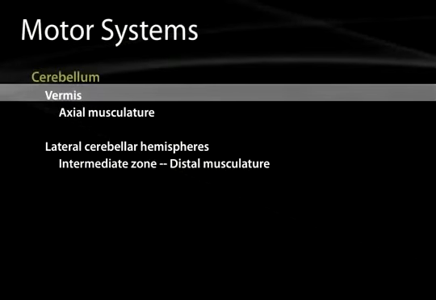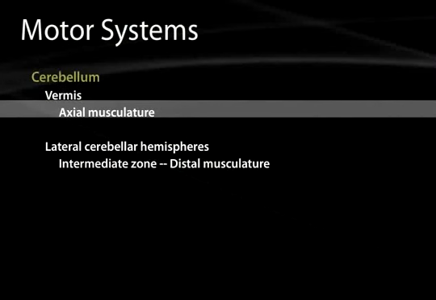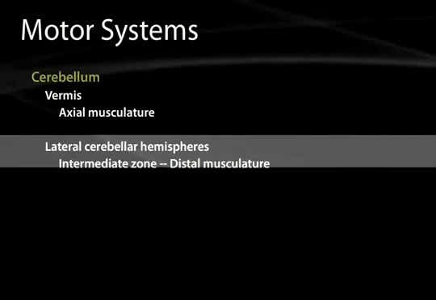So as I mentioned, the vermis is responsible for controlling axial musculature and getting information from axial musculature, as well as comparing that to what the brain wants in terms of commanding axial musculature. The lateral cerebellar hemispheres, the intermediate zone, is responsible for the distal musculature.